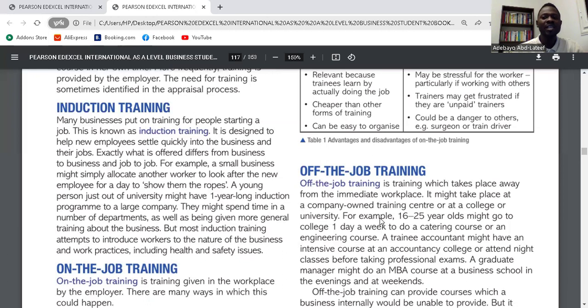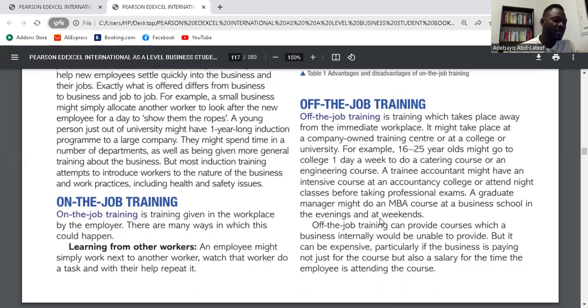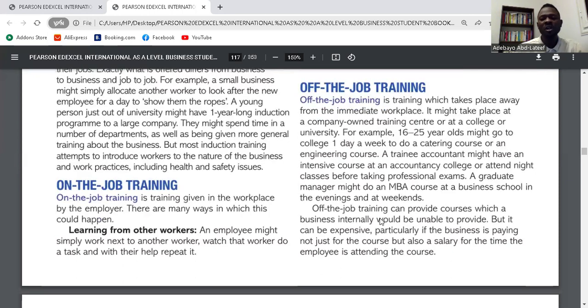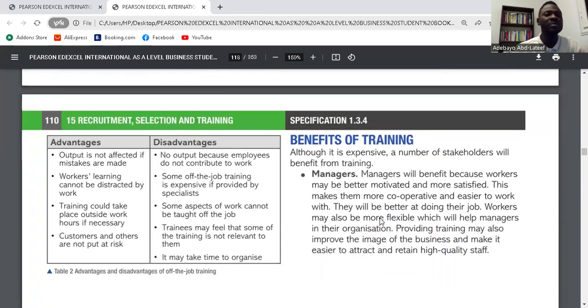Yes. It could be a danger to others, especially for surgeons. When you have to practice while at work, you are still being trained and you want to use someone as a practical, it could lead to death. It ends someone's life. Off-the-job training means that you are being trained while outside the premises of the company.